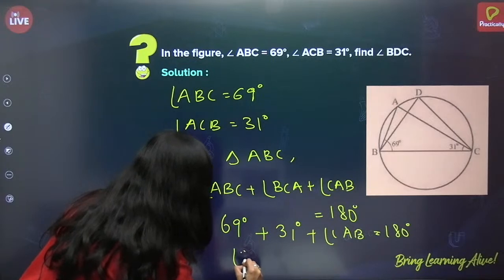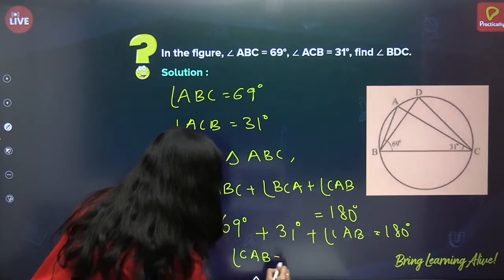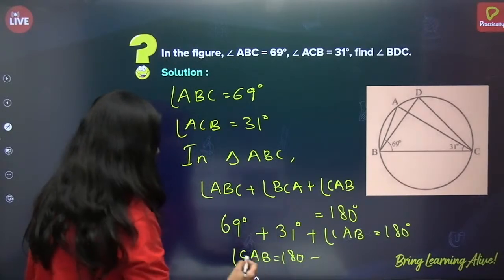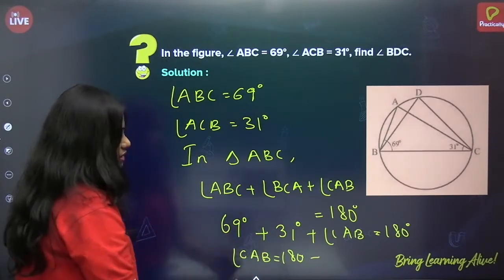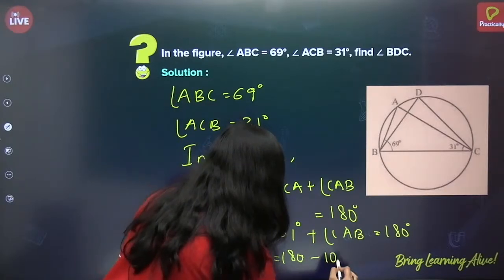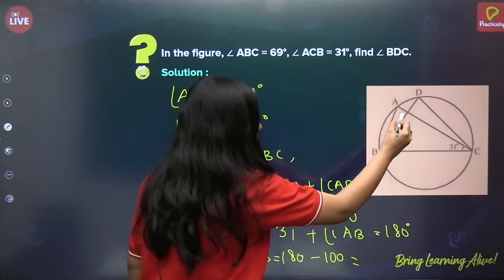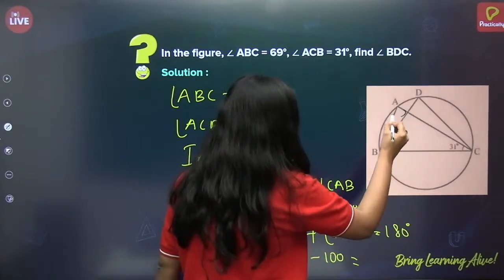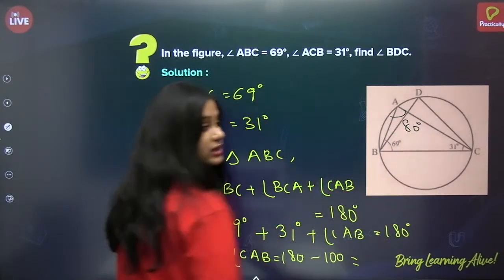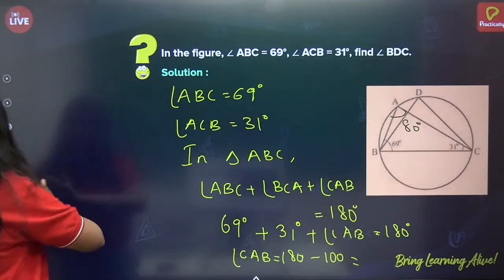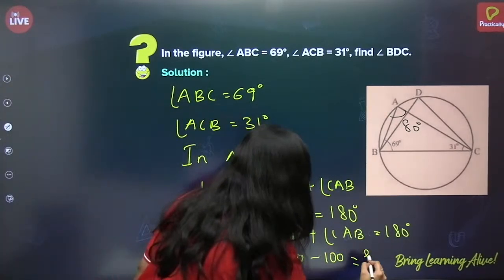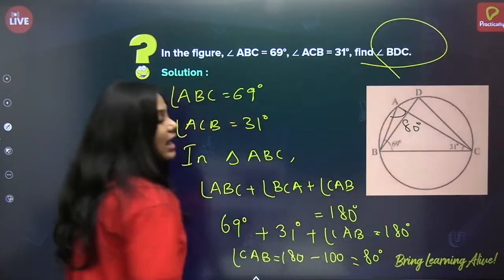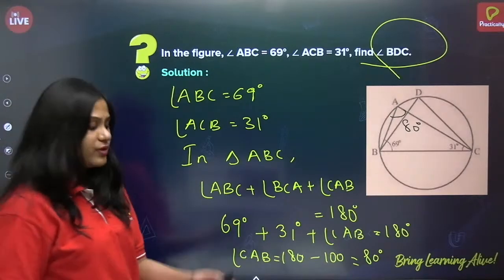So angle CAB is equal to 180 minus, what is 69 plus 31? 9 plus 1 is 10, 6 plus 3 is 9, so 100. So angle CAB, that is this angle, is equal to 80 degrees. We got this to be 80 degrees. Correct? So let us write this is equal to 80 degrees. But what do we have to find? We have to find angle BDC. How do we find it?